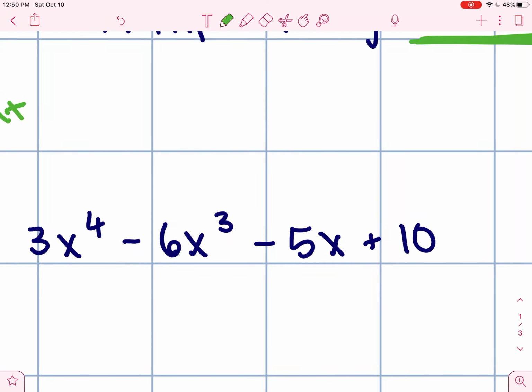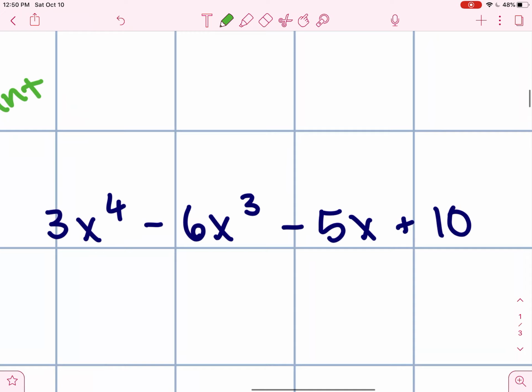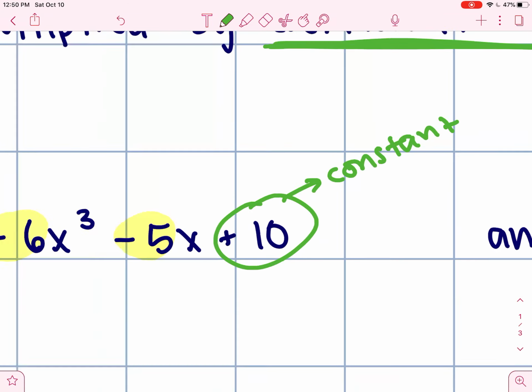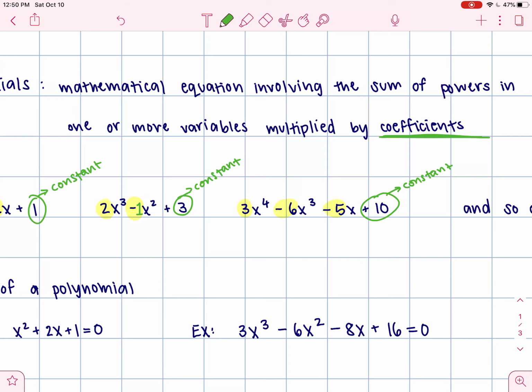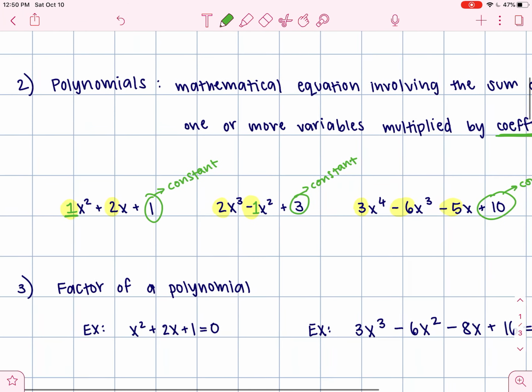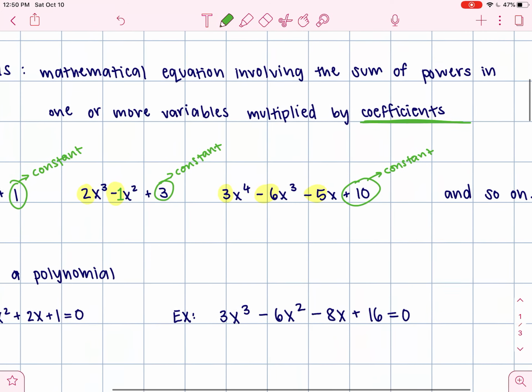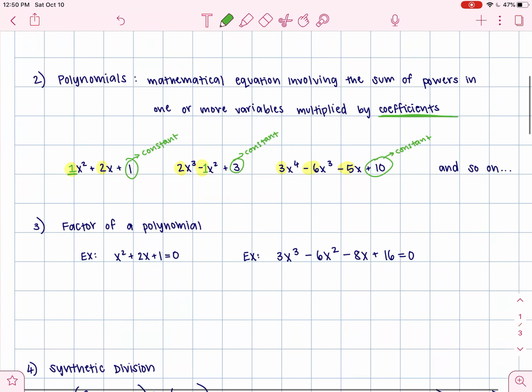Our 3x to the 4th minus 6x to the 3rd minus 5x plus 10. Okay, let's look at the coefficients here. 3, -6, -5, and then our 10 is the constant. So this is pretty self-explanatory. You just are looking for the number that's in front of the x value to find the coefficient. And these aren't the only examples that you can find coefficients from. I encourage you to look up online a couple of polynomials so that you can identify coefficients if you need a little bit of help with that.